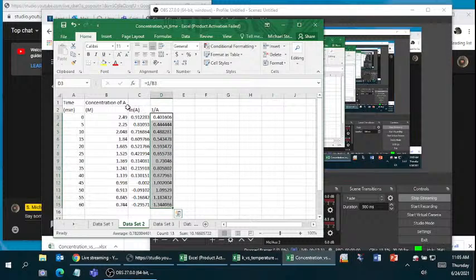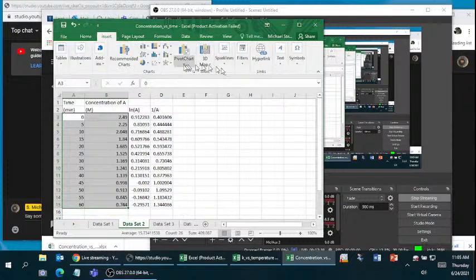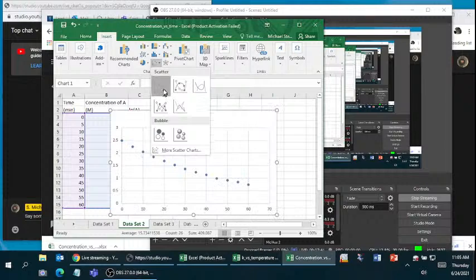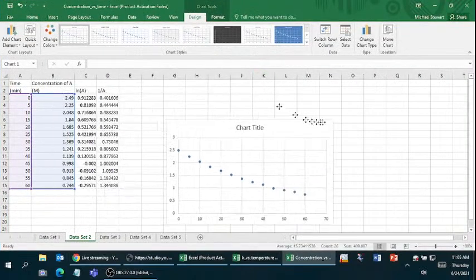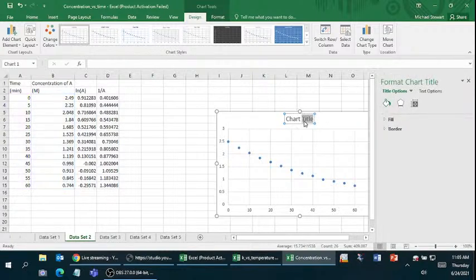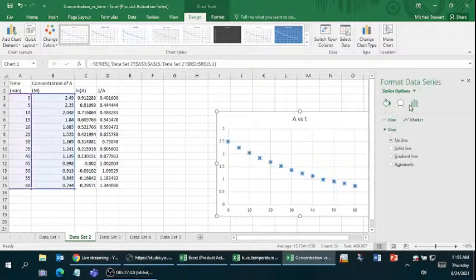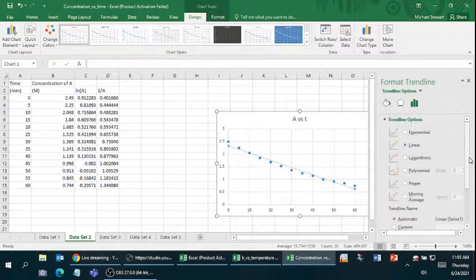And from these, we're going to generate the three plots. Mercifully, this was not a zero order reaction. And quickly what you can see with this one is that it's clearly not linear. So it's obviously not a zero order reaction.